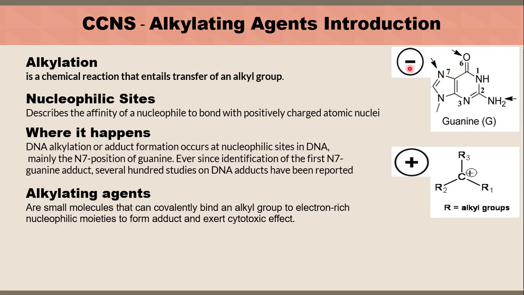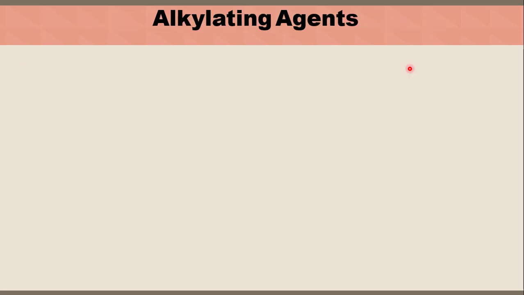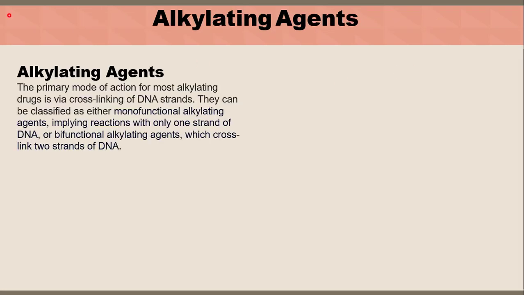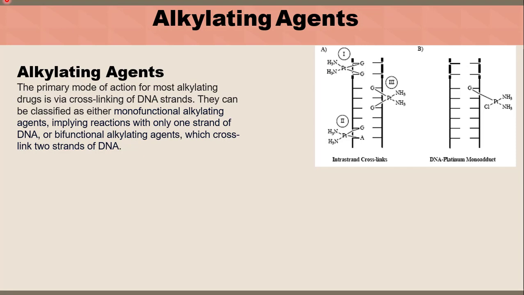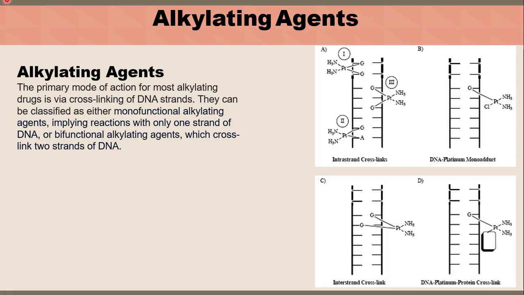The alkylating agents. The primary mode of action for most alkylating drugs is via cross-linking of DNA strands. They can be classified as either monofunctional alkylating agents, implying reactions with only one strand of DNA, or bifunctional alkylating agents, which cross-link 2 strands of DNA. What does cross-linking of DNA mean?